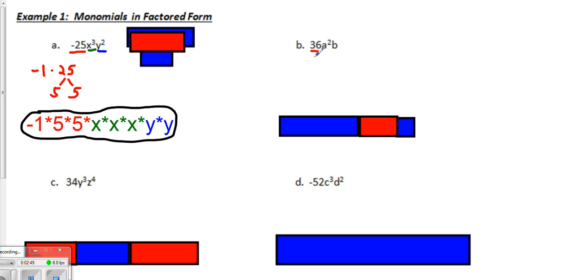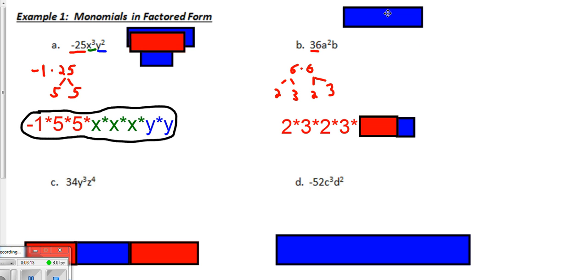Looking at 36, we can break it up into 6 times 6. Well, this 6 we can break into 2 times 3. This 6 can be broken into 2 times 3. And those are our smallest prime factors there. So just the coefficient part becomes 2 times 3 times 2 times 3.